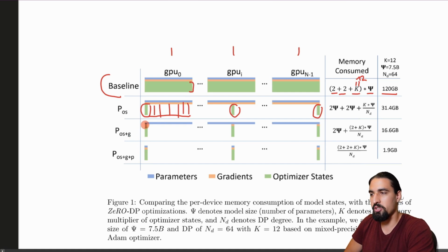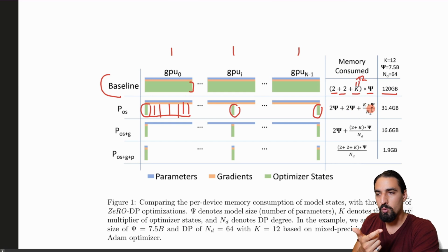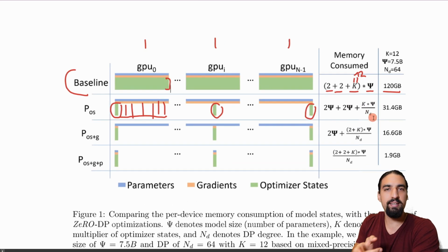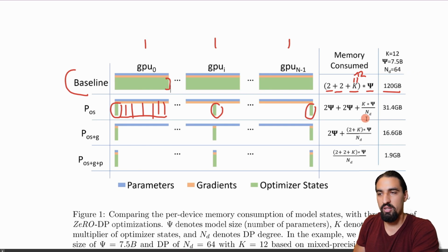For gradients, you can partition them. For parameters, you can partition them. And you can see how the memory is slowly decreasing. So here we have 2 psi plus 2 psi, because we're not doing the parameter and gradient optimization. But we do save on the optimizer state. And that's why we have k times psi divided by nd, where nd is the number of devices in your data parallel setup. So it's going to be 64 in their particular case.